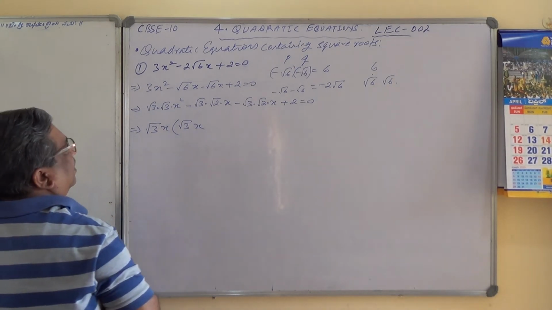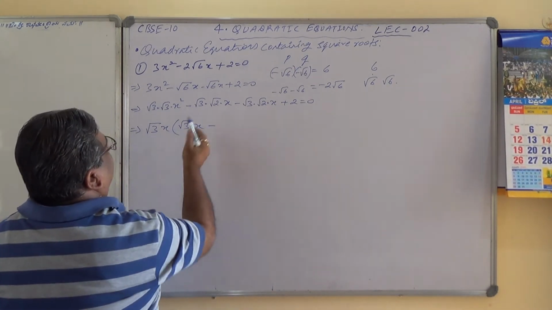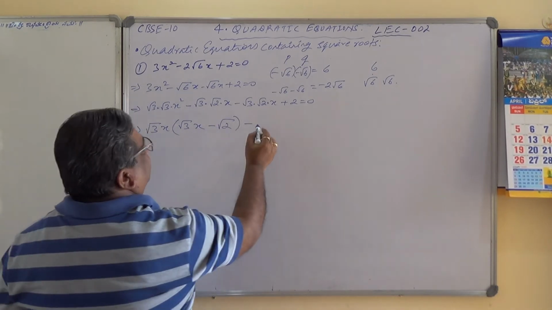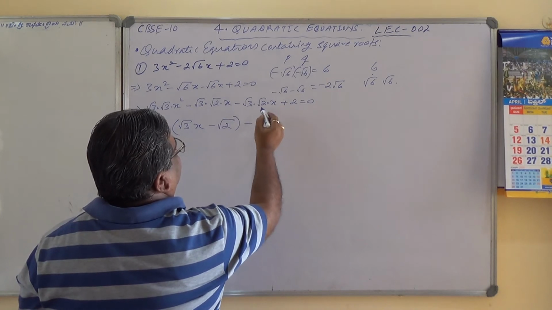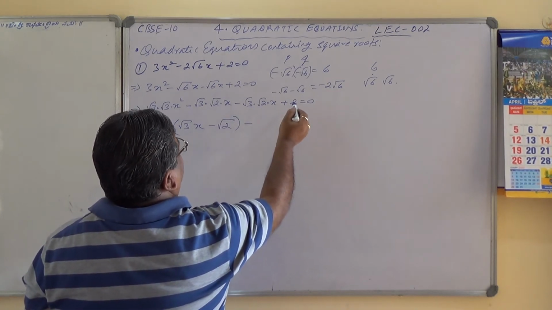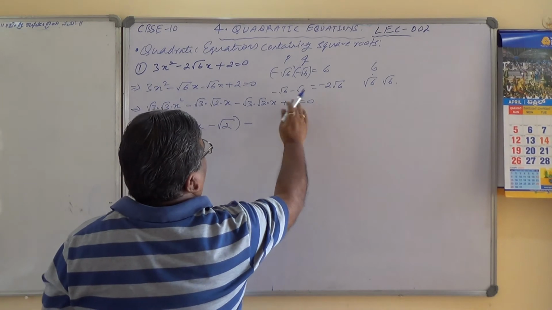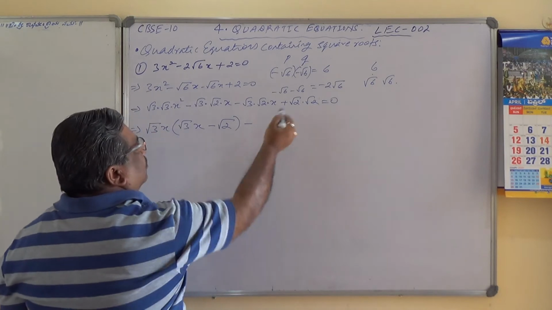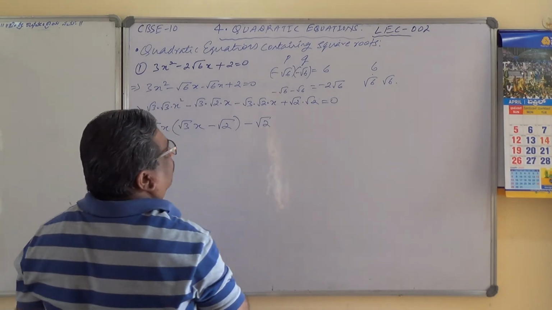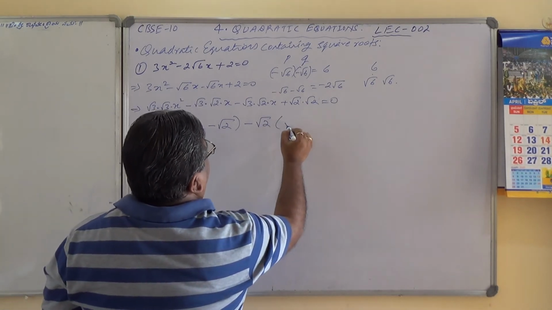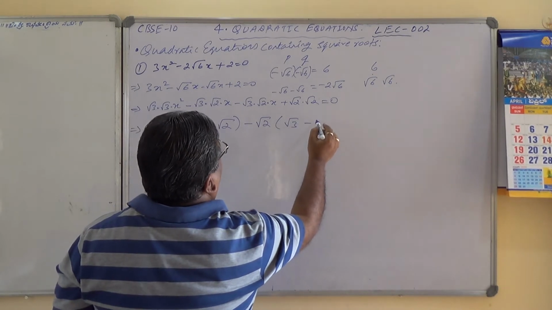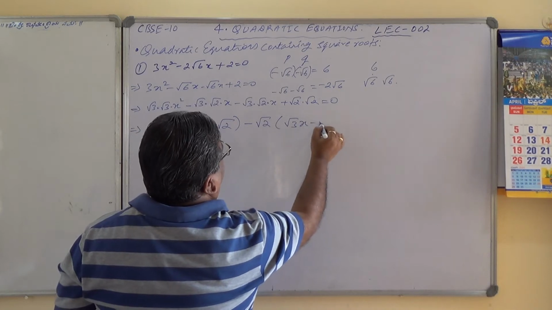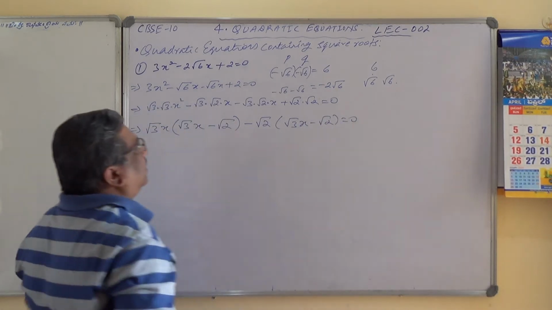Root 3x remaining, minus root 3x has come out, it is root 2. Here you take minus. This also can be written as root 2 into root 2 equals 0. So root 2 I take common, root 2 into bracket root 3x minus root 2. Check whether it is correct or not.